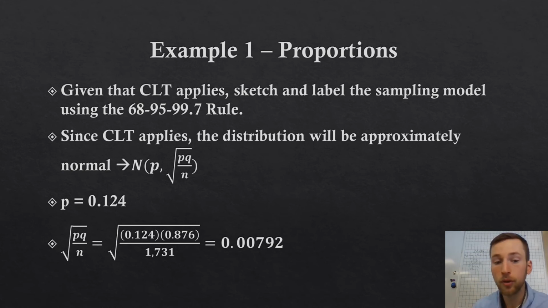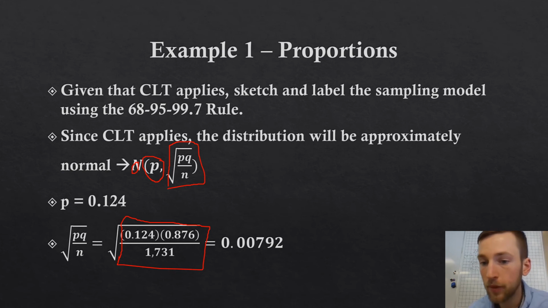We have a normal curve here. It is centered at our population proportion, which is 12.4% or 0.124. And we can approximate the standard deviation using this formula. So our P is 0.124, that'll be the center of our curve. And then if we plug in P, 1 minus P, and N, that will give us our standard deviation.